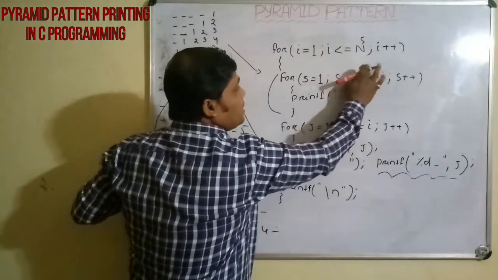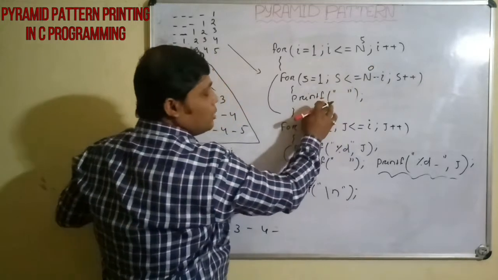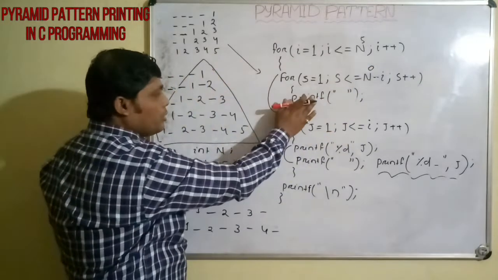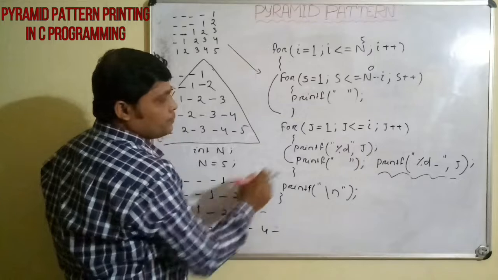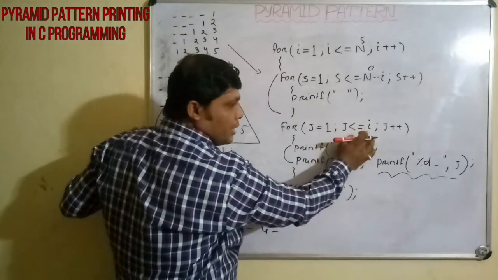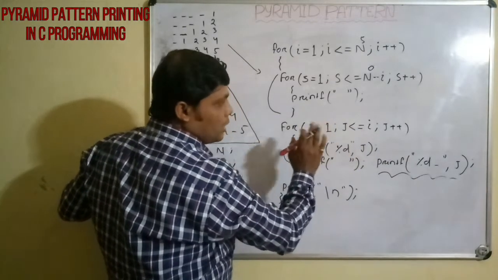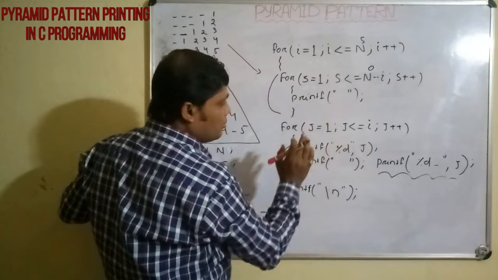So 5 minus 5 is 0, so it will not go inside this loop. So it will not print any space. Come to here, J equal to 1, J less than equal to I. It will work for 5 times: 1, 2, 3, 4, 5. 5 values it will work.